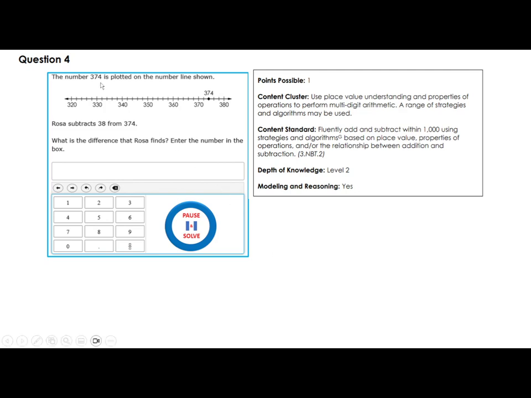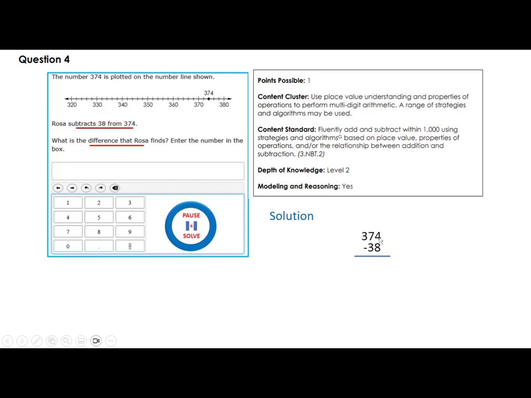The number 374 is plotted on the number line. That's the number line, 374. So here we're going by 2, 4, 6, 8, 10. We're going by 2 here, okay? Rosa subtracts 38 from 374. What is the difference? The difference means subtraction, okay? So it's this kind of subtraction. You just subtract 374 minus 38.